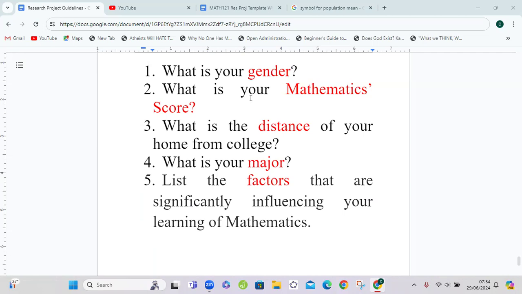So take note that to formulate your questions in your questionnaire, you need to identify the variables in the research question. This is a qualitative variable, gender. So you're going to get qualitative data, words. Distance is a quantitative variable, so you're going to get quantitative data, numbers. Major is qualitative, so you're going to get a word, natural sciences or social sciences. Factors, a qualitative variable, you're going to get qualitative data.